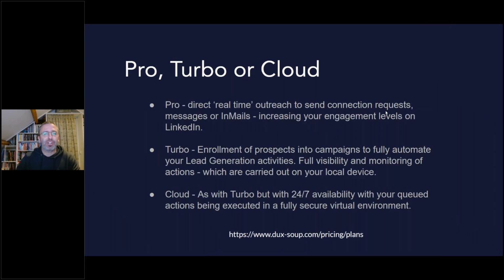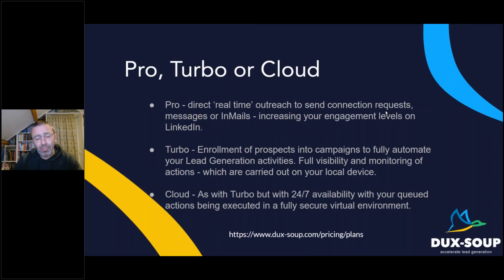Let's have a look at the different versions. Pro is the lowest priced version of the 3, and it's almost like your beginner settings. You get your list of prospects, and then you send out connection requests or direct messages or emails. It helps to increase your engagement levels on LinkedIn. You have to be methodical, you need to be in control, and you need to understand how it works. And we will go through those options shortly.